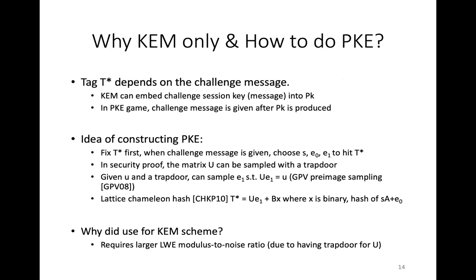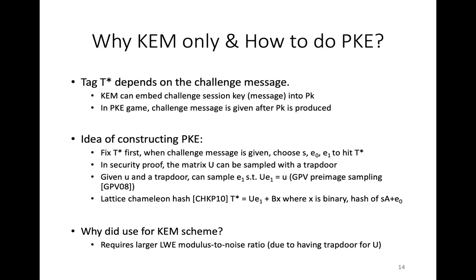Now, one may wonder why we can only do KEM, but not public key encryption. The thing is that, remember, in the security proof, we need to embed the challenge tag into the public key before giving out the public key. So that means the tag T star depends on the challenge messages. In KEM, the challenge message is just a random session key which can be chosen from the very beginning. So we can embed the session key, the message, into the tag T to construct the public key. However, in the public key CCA2 game, the challenge message is chosen by the adversary after seeing the public key. So this creates a difficulty.